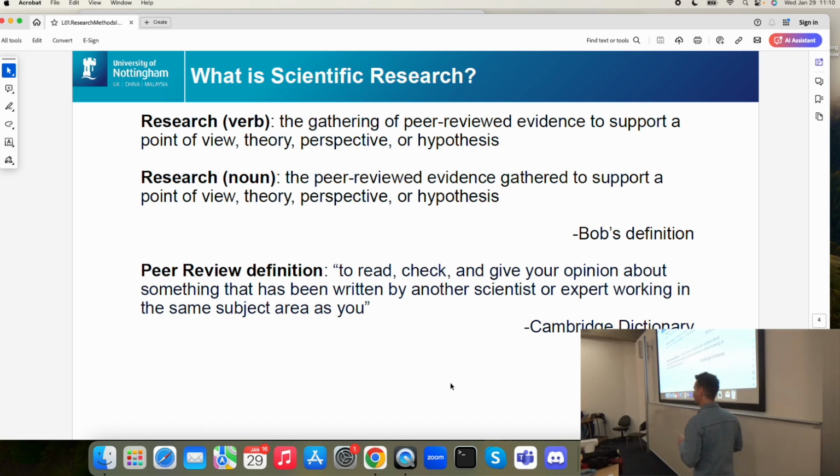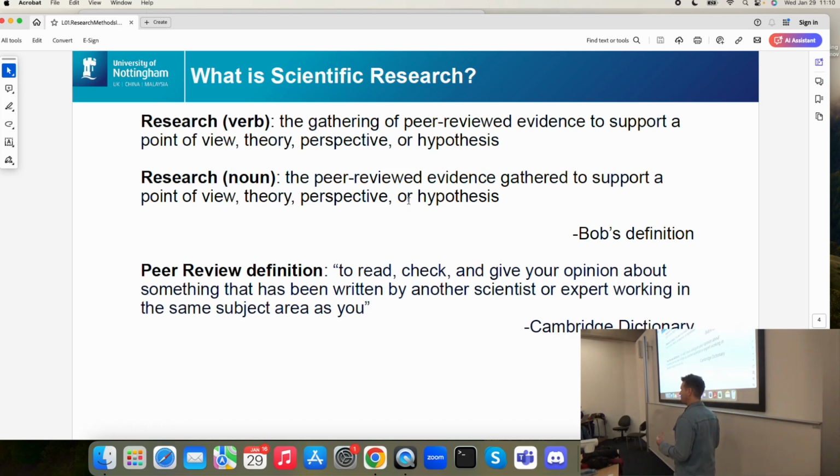So we're going to talk about scientific research in this module. So what is scientific research? This is my definition of scientific research, by the way. The gathering of peer-reviewed evidence to support a point of view, theory, perspective, or hypothesis. That's the verb form. The noun form is the peer-reviewed evidence gathered to support a point of view, theory, perspective, or hypothesis.